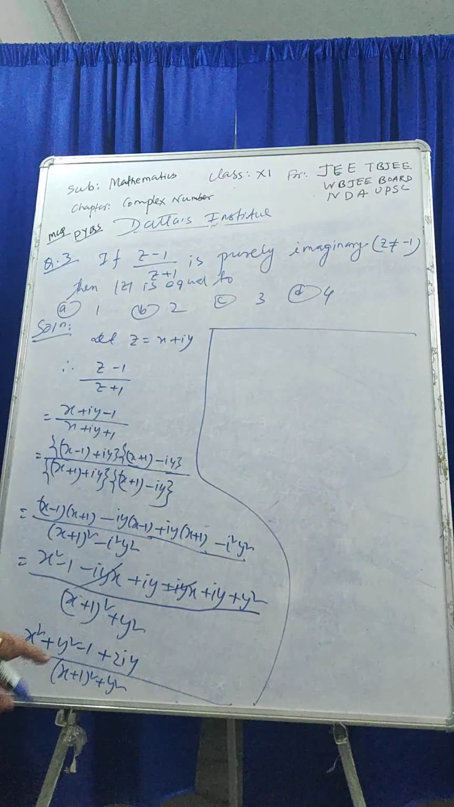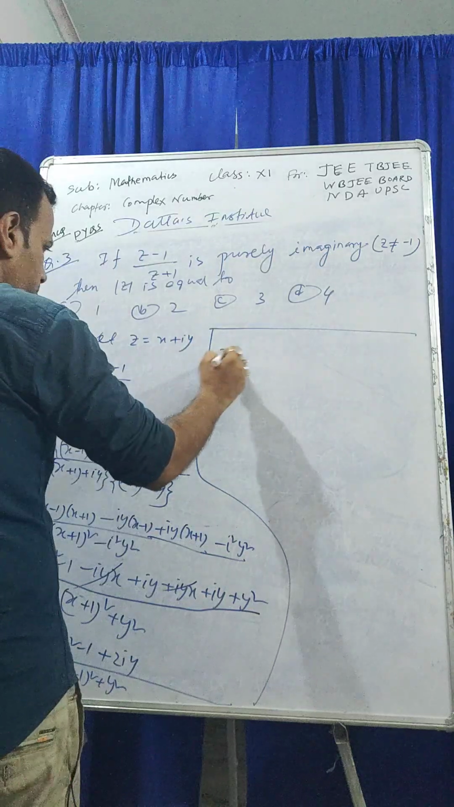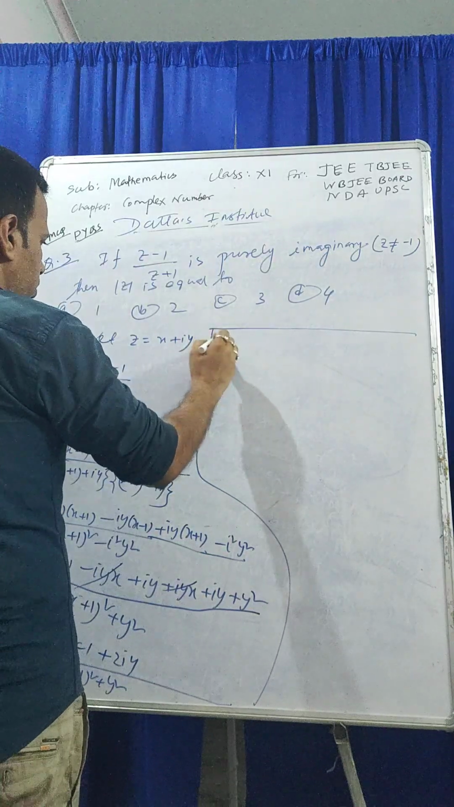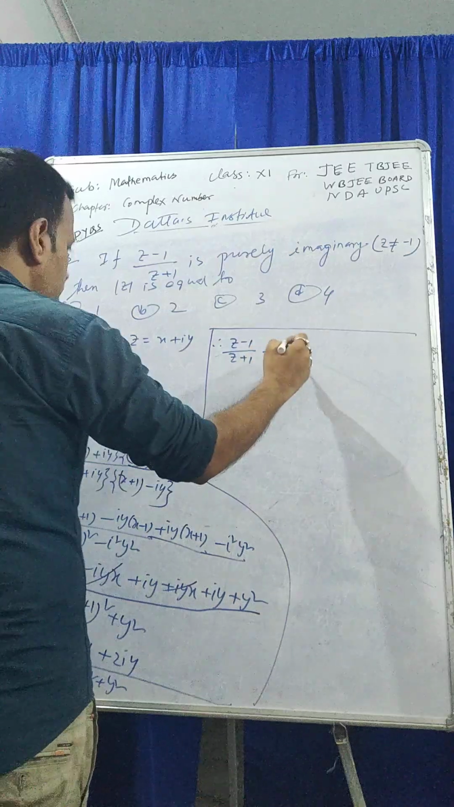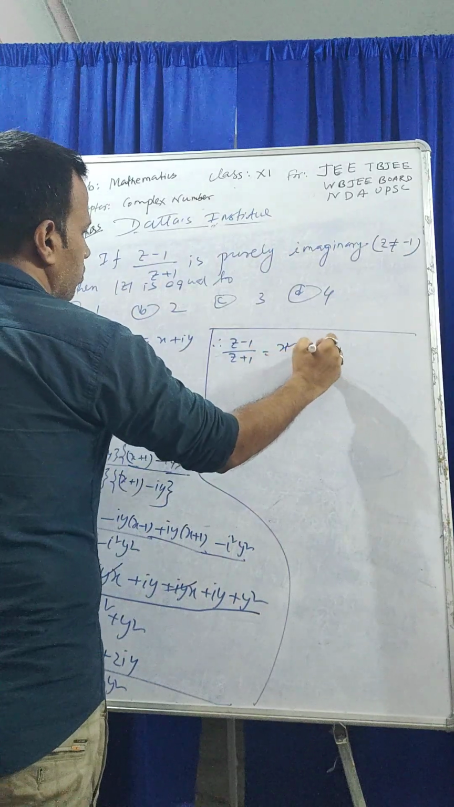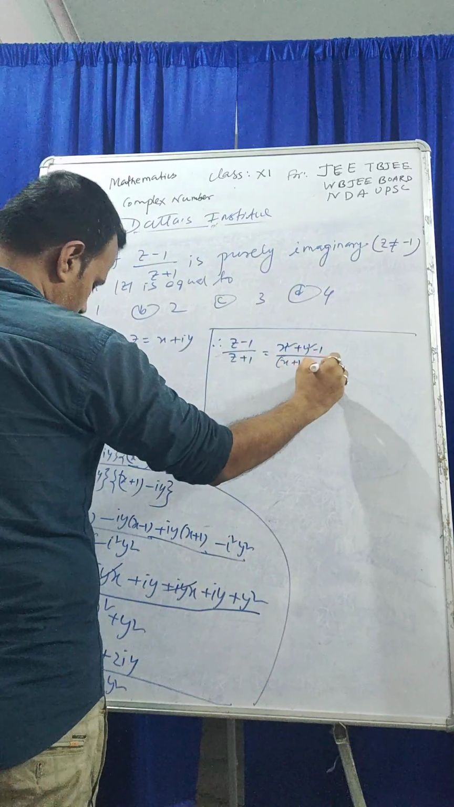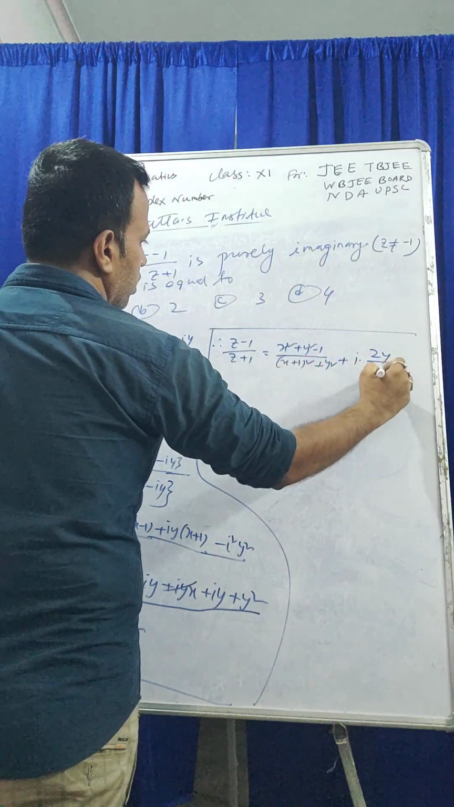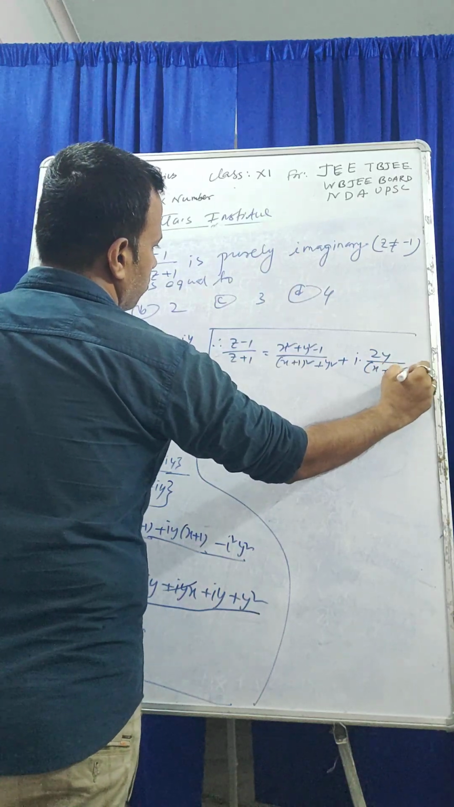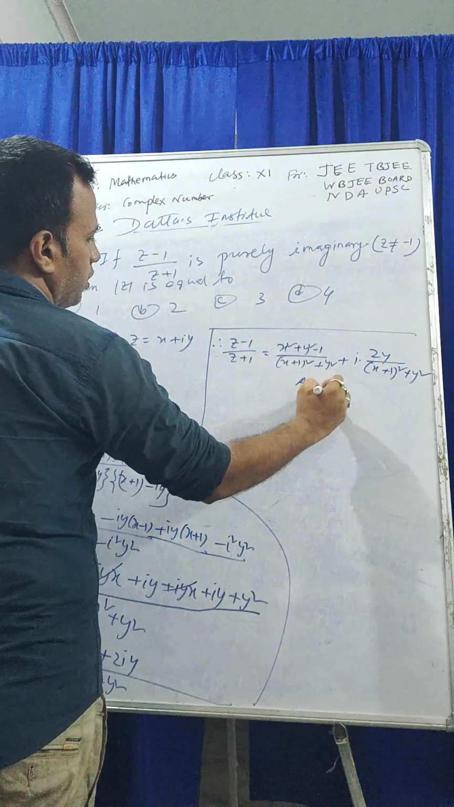Okay, this one is the real part and this one is the imaginary part, so I have to convert it into a plus ib form. So z minus 1 by z plus 1 is equal to (x square plus y square minus 1) by ((x plus 1) whole square plus y square), plus i times 2y by ((x plus 1) whole square plus y square). Now it is in the form of a plus ib.